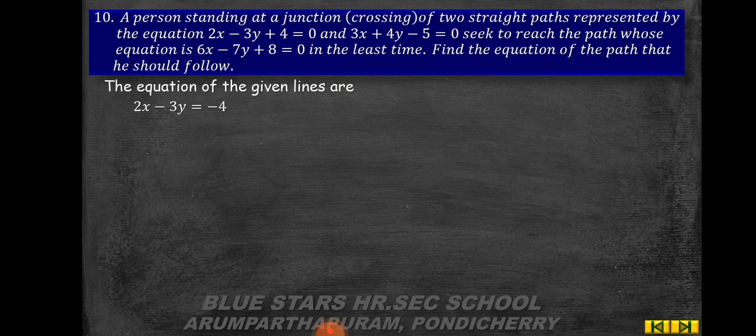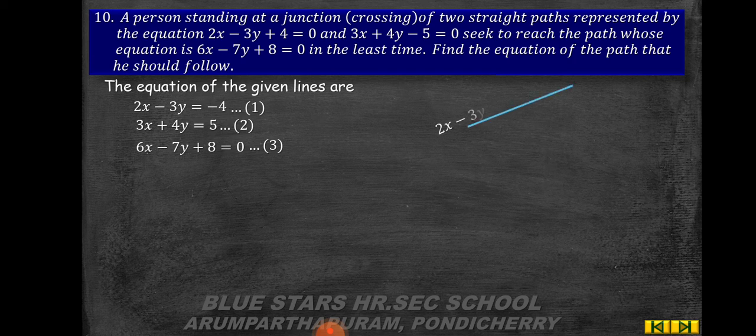The equations of the given lines are 2x minus 3y plus 4 is equal to 0, which is equation number 1, and 3x plus 4y is equal to 5, which is equation number 2. Then 6x minus 7y plus 8 is equal to 0, which is equation number 3. You have a line 2x minus 3y is equal to minus 4, another line 3x plus 4y is equal to 5, and the third line is 6x minus 7y plus 8 is equal to 0.